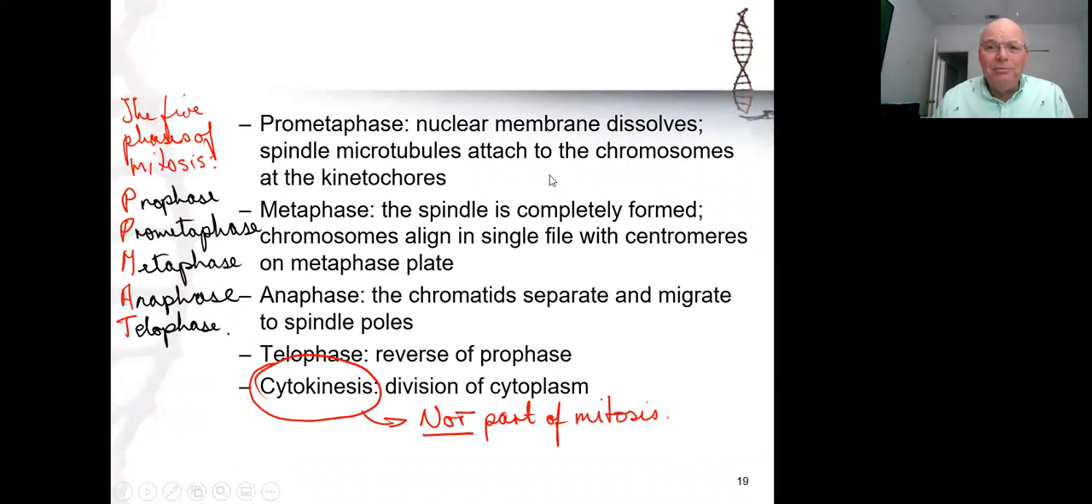When we get to prometaphase, and remember in some of the references that you might refer to, these features of prometaphase are actually included in prophase, but our book separates them out into prometaphase. We see that the nuclear membrane breaks down. And there's a simple reason why the nuclear membrane has to break down. Because some of the microtubules of the spindle are going to attach to the chromosomes. But in order to be able to attach to the chromosomes, they have to be able to penetrate the nucleus, because the chromosomes are inside the nucleus, and the spindle is forming in the cytoplasm. So the nuclear envelope needs to break down in order for the microtubules to attach to the chromosomes, and they don't attach just anywhere.